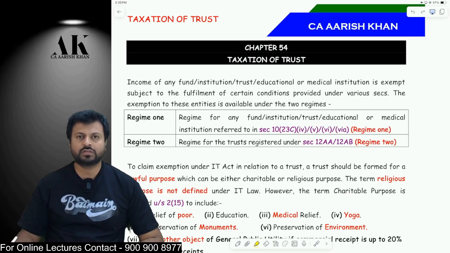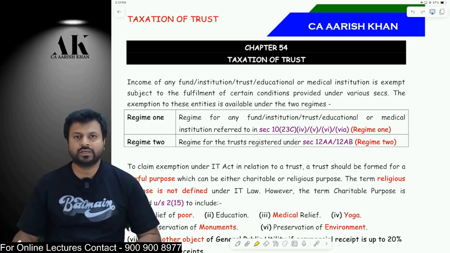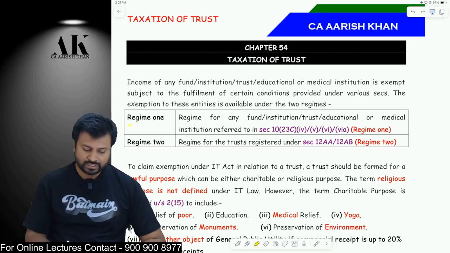So today we are going to start with a revision of taxation of trust and exit tax, in full English for you all. The very first thing that I would like to say in this particular chapter is that there are two types of taxation of trust. There are two types of trust and institutions under the income tax law, and accordingly we have divided all of them into two regimes. Regime 1, Regime 2.